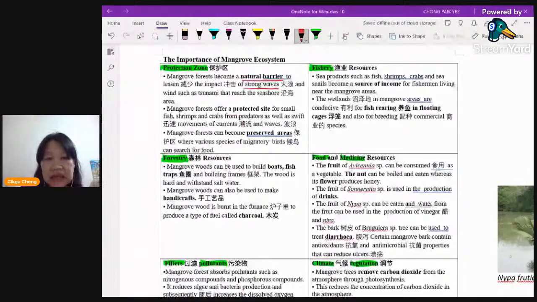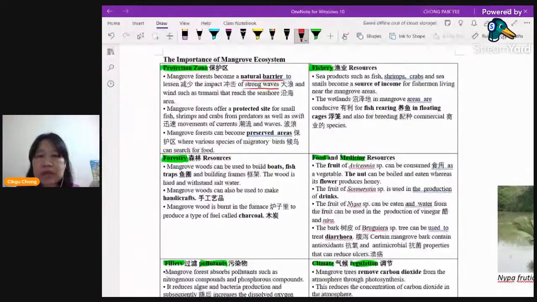Climate regulation: as with all green plants that carry out photosynthesis, they absorb carbon dioxide from the air, and in turn they produce oxygen. So it helps with the climate. It helps to cool down the temperature and reduce the concentration of carbon dioxide in the air. We can't prevent the greenhouse effect, but it will reduce the greenhouse effect and also global warming. So this is the importance of mangrove swamps.